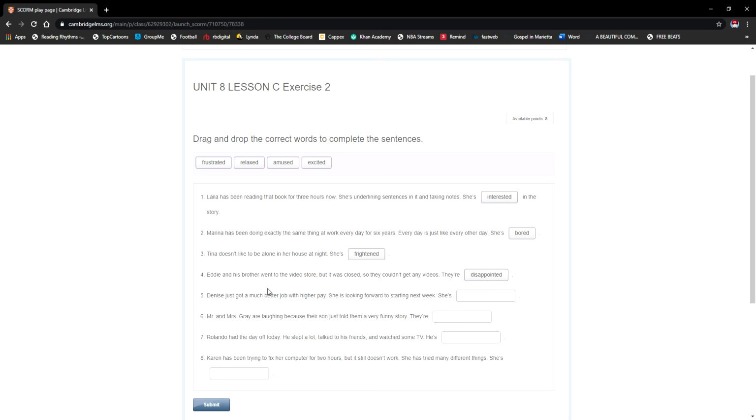Number 5. Denise just got a much better job with higher pay. She's looking forward to starting next week. She's excited. Yes, she's excited. Oh, she's anxious, she's happy, she's excited. Number 6. Mr. and Mrs. Gray are laughing because their son just told them a very funny story. They're amused. And amused comes from entertaining. Okay.